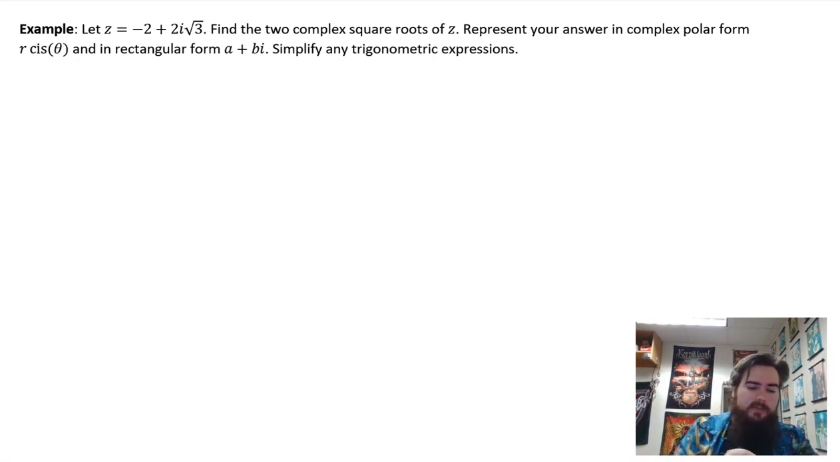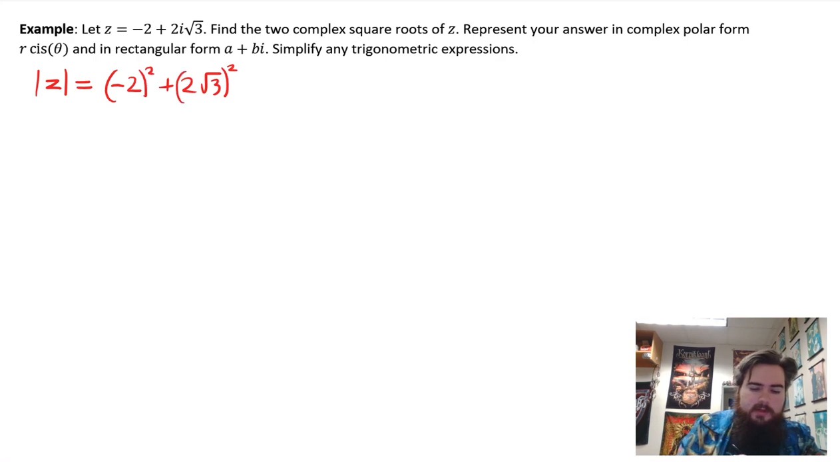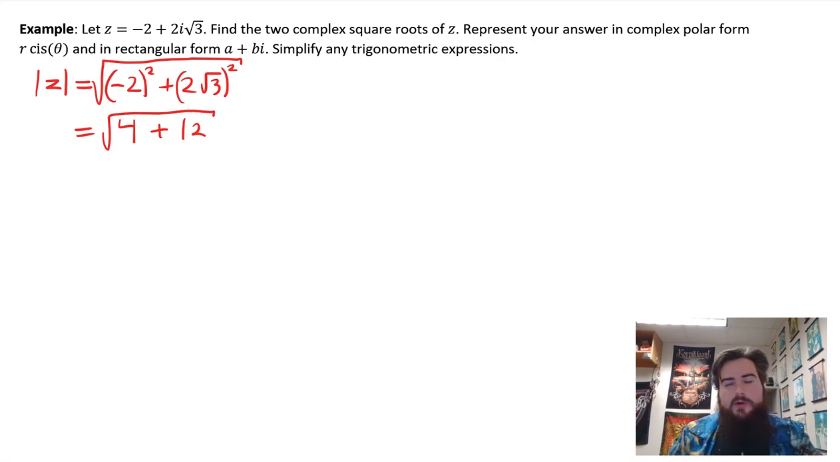Let's quickly determine that. The modulus of z here, we can use the Pythagorean theorem for that. That would be -2 squared plus 2 square root of 3 squared, all under a square root. -2 squared is 4, 2 square root of 3 squared is 12, and the square root of those two values summed together would simply equal 4.